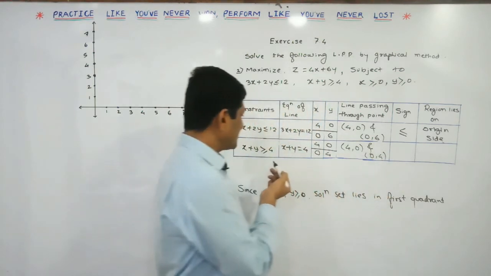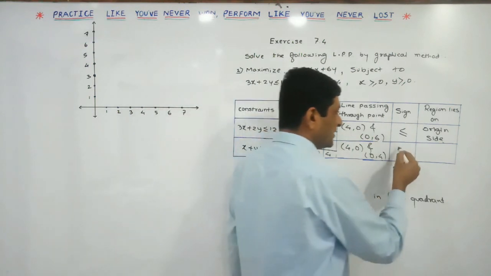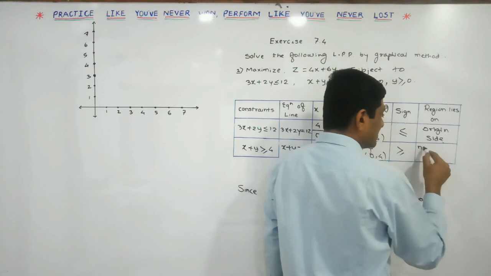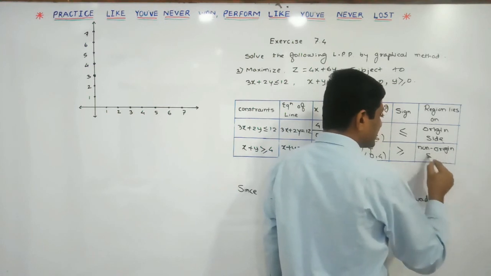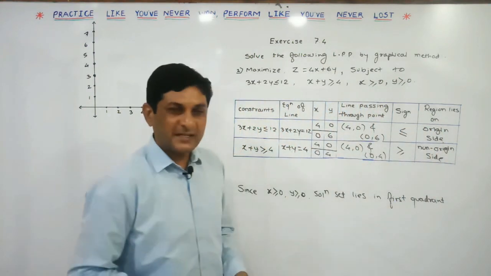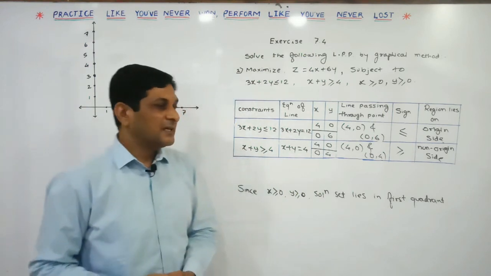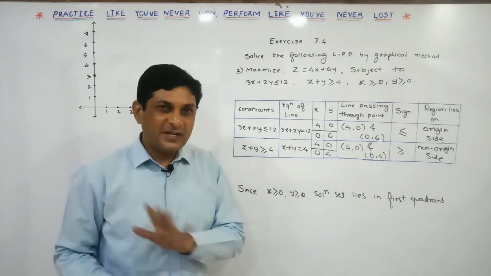And in this case also, which symbol appears? Greater than or equal to. Inequality sign is greater than or equal to. So we can say that non-origin side part will be our feasible, means our solution set lies on what? Non-origin side of this line. So already the meaning of all the constraints is now very clear to you.